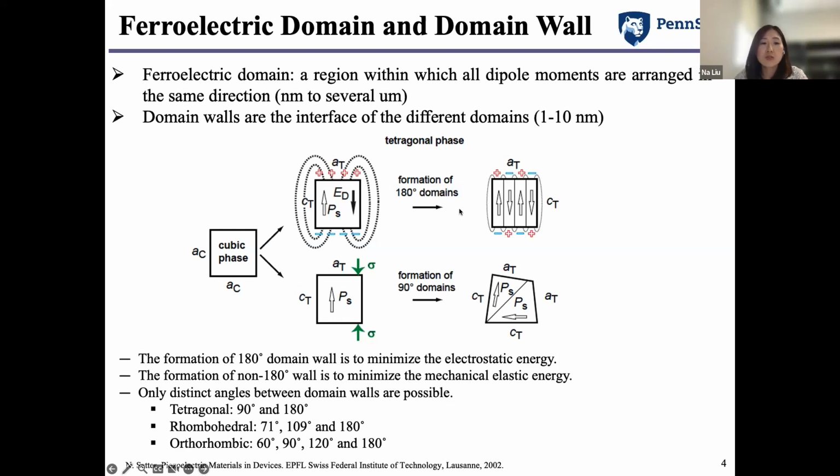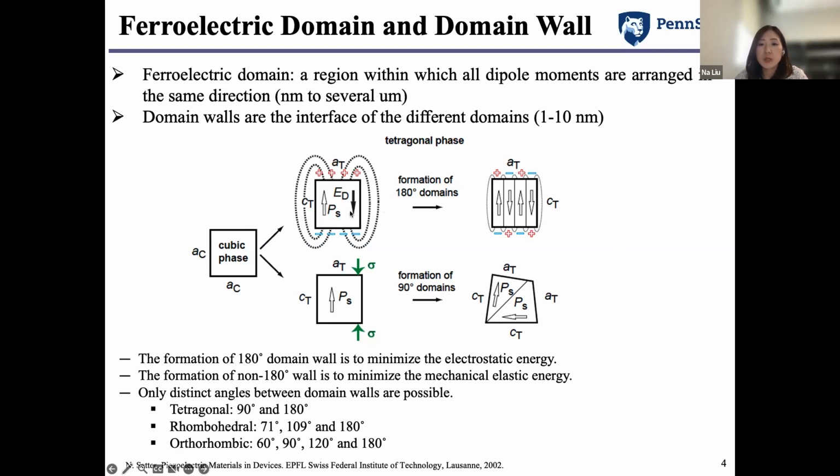The interfaces that separate the different domains are the so-called domain walls, with a thickness of about 1 to 10 nanometers. Taking the tetragonal phase as an example, let's introduce how the 180° domains and 90° domains are formed.